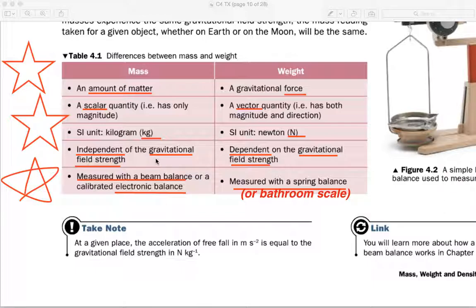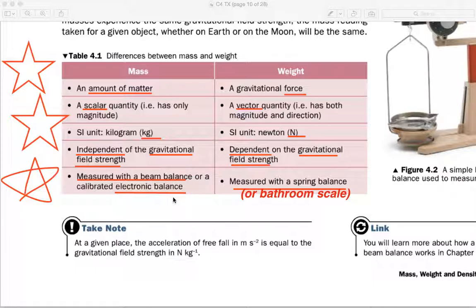You can have a strong gravitational field like on Earth, or even stronger like on Jupiter, because we know Jupiter is much bigger than Earth. It's one of the biggest planets in the solar system. And weight is actually dependent on the gravitational field strength. Whether you're on Earth or the Moon, your weight changes, but the mass doesn't change. And finally, mass is measured using a beam balance and an electronic balance.